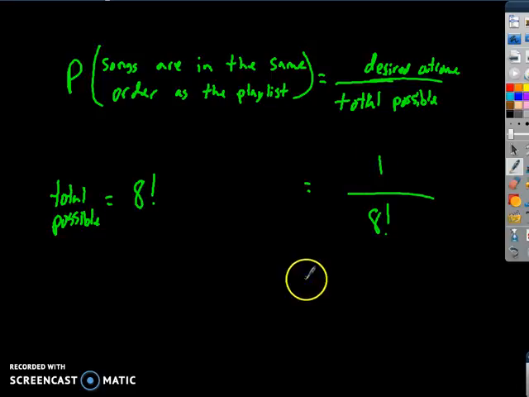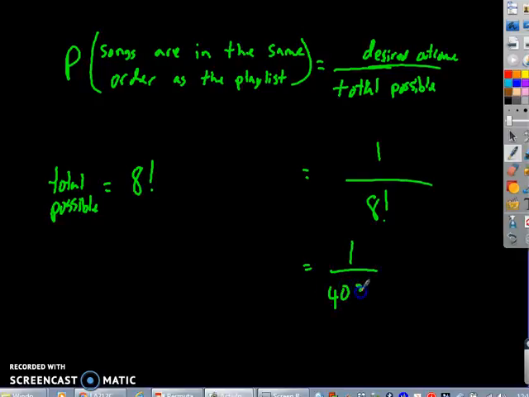So it's 1 out of 8 factorial, which is 1 divided by 40,320. And that's about 0.0000248. So that's what it is. As a percent, you move the decimal over twice, it's about 0.00248%. But yeah, that would be it. It's a pretty small number. It's a pretty small probability of that actually happening.